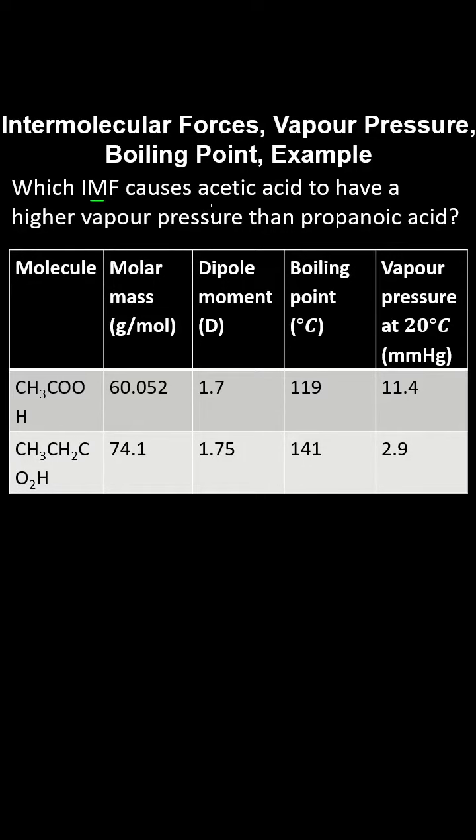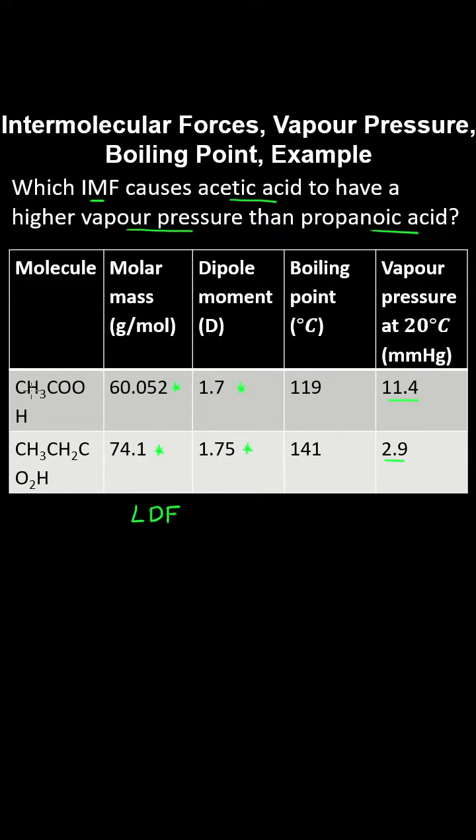Which intermolecular force causes acetic acid to have a higher vapor pressure than propanoic acid? So here we can see that the vapor pressure of acetic acid is higher, whereas both acids have similar dipole moments. And given that the molar mass of propanoic acid is greater than that of acetic acid, we can attribute the higher vapor pressure to London dispersion forces.